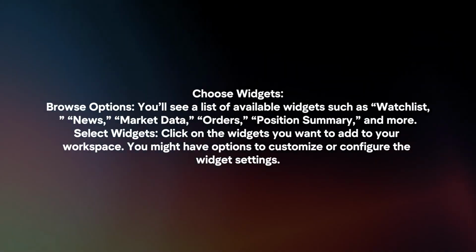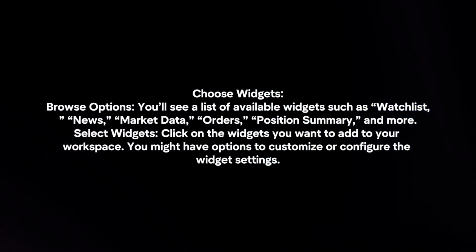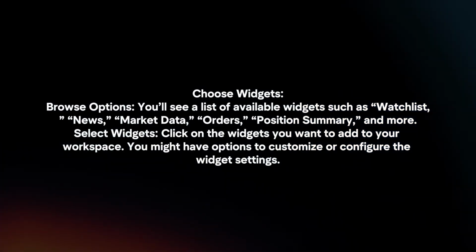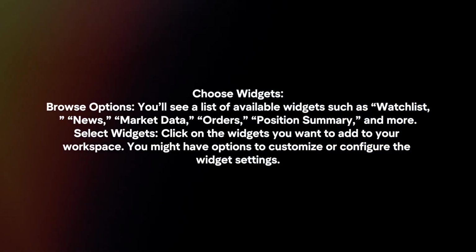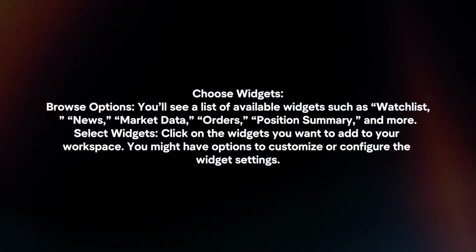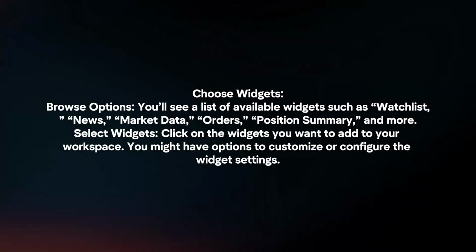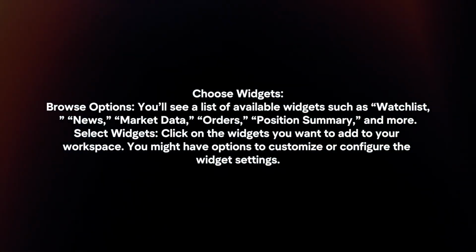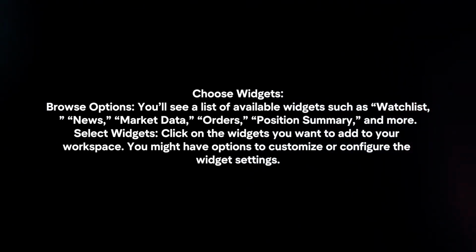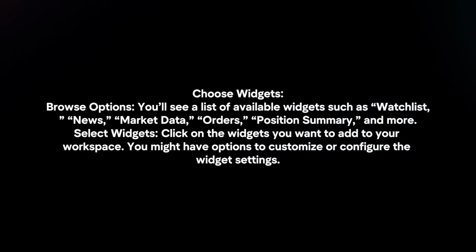Choose widgets and browse options. You will see a list of available widgets such as watch list, news, market data, orders, position summary, and more. Select widgets. Click on the widgets you want to add to your workspace. You might have options to customize or configure the widget settings.